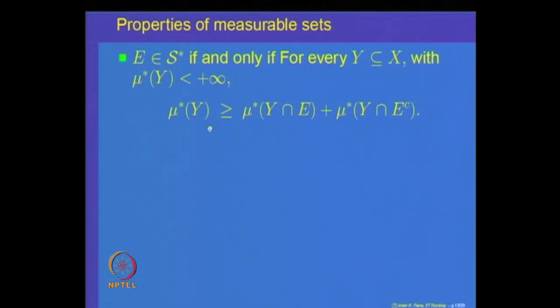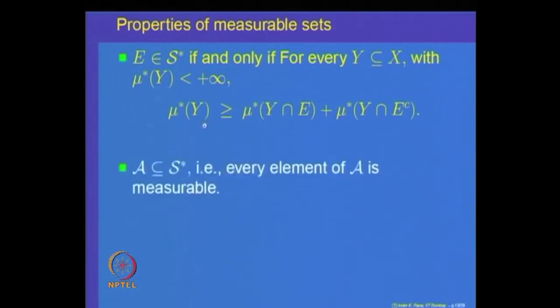So, we are going to now understand the properties of this class S star. What are the properties of this collection of measurable sets? The first observation is that every set in the given algebra is measurable. That means, if A belongs to the algebra A, then this condition is always going to be true. So, let us verify that.